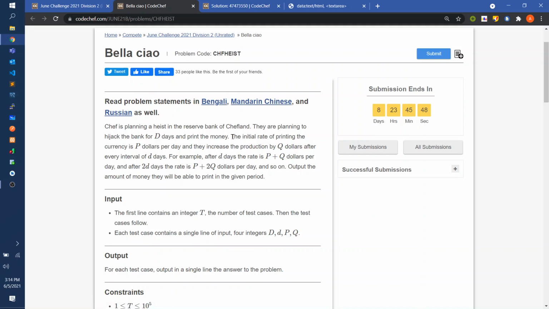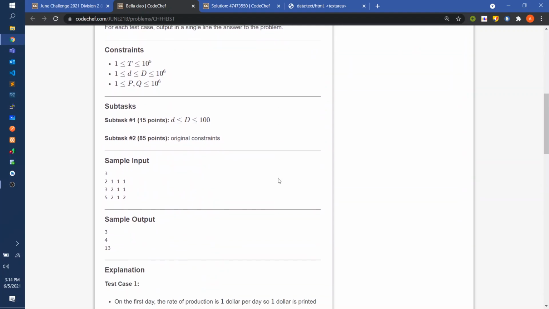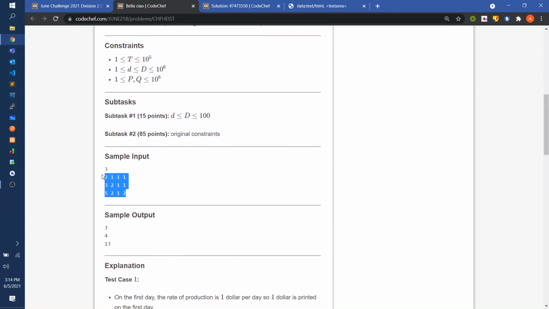In this problem, it's given that the initial rate of printing the currency is P dollars per day, and the production increases by Q dollars in every interval of D days. So for example, after D days the rate is P plus Q dollars per day. Similarly, the production becomes P plus 2Q after 2D days, and so on. Here we need to find the amount of money that they will be able to print in the given period. We are given three test cases.